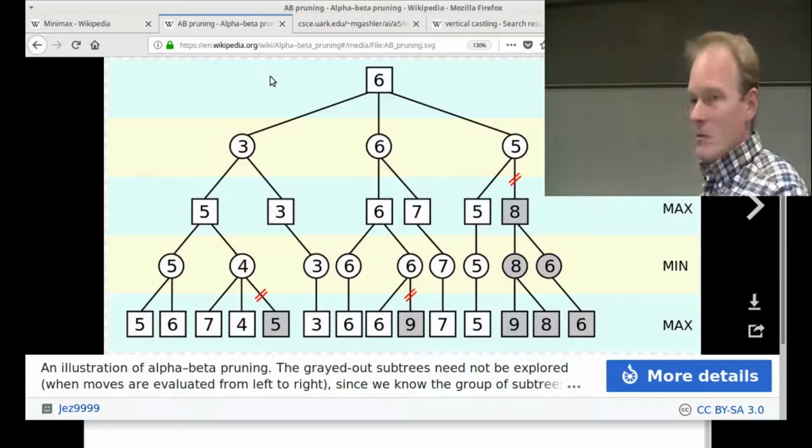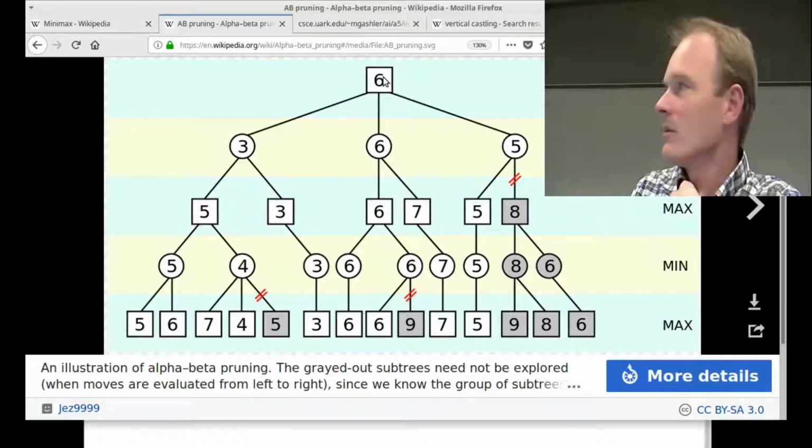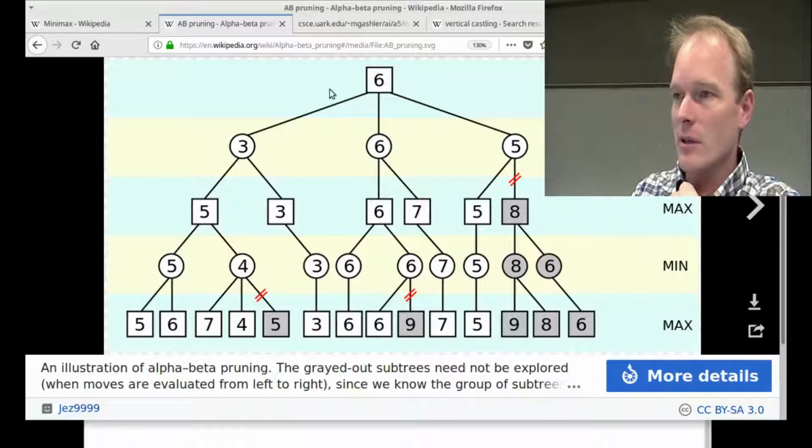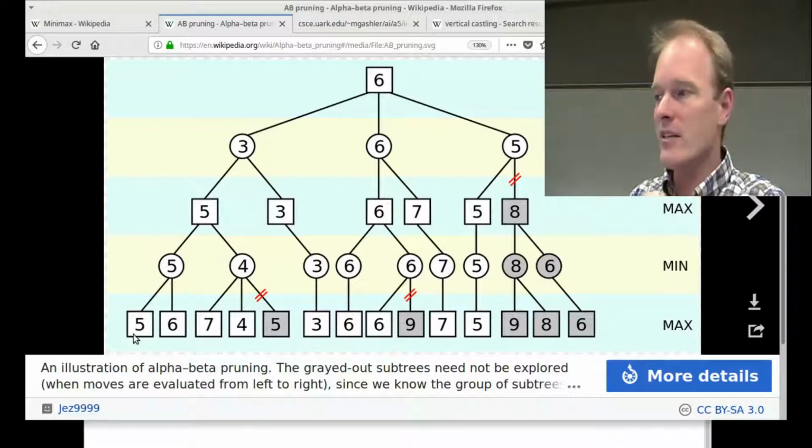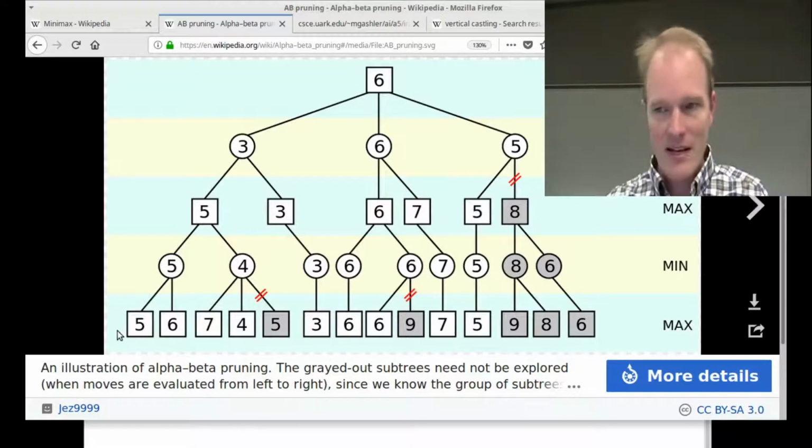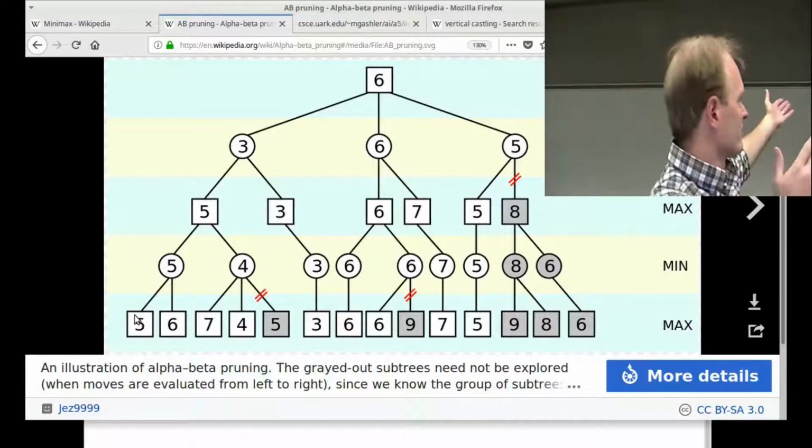Now, how can we prune these branches? We start here. We're doing a depth first traversal. We're going to go here next. We're going to go here. We're going to go here. And we're going to go here. The first time we reach our depth and we evaluate the state of the game, we get a 5.